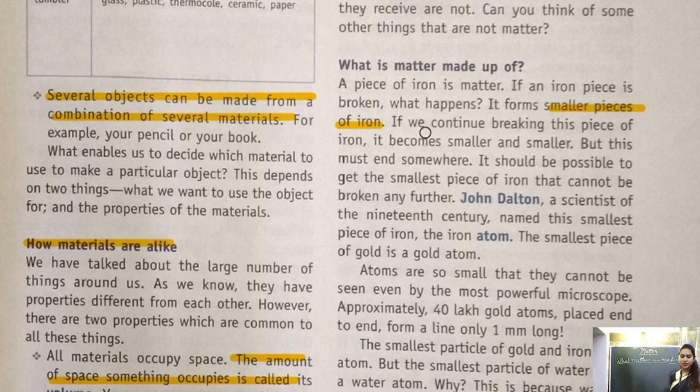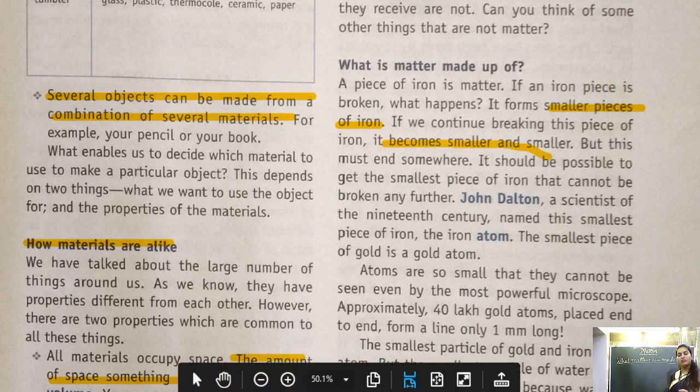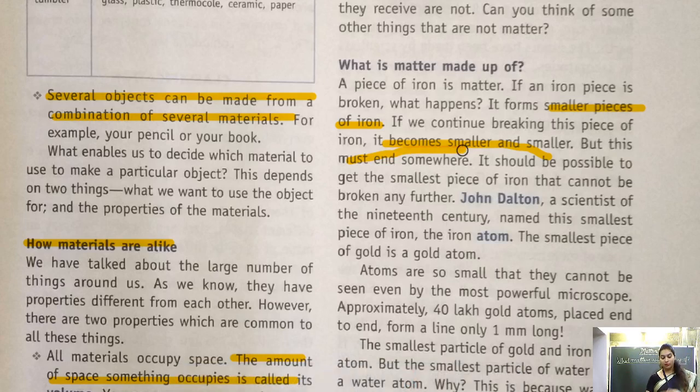If we continue breaking this piece of iron, अगर हम उसको और छोटा-छोटा तोड़ दें, तो क्या होगा? It becomes smaller and smaller. That iron piece will become smaller and smaller. But this must end somewhere. Now there must be a situation जब हम उस iron nail को further तोड़ ना पाए. Take for example a piece of paper. हम क्या करते हैं? We just tear a piece of paper.